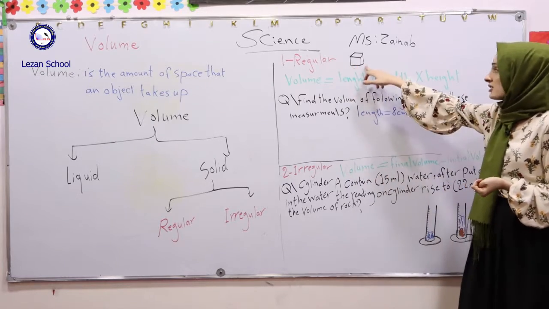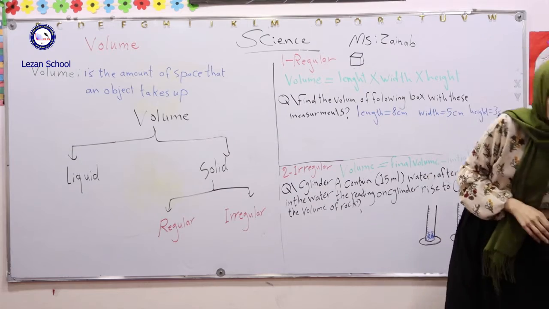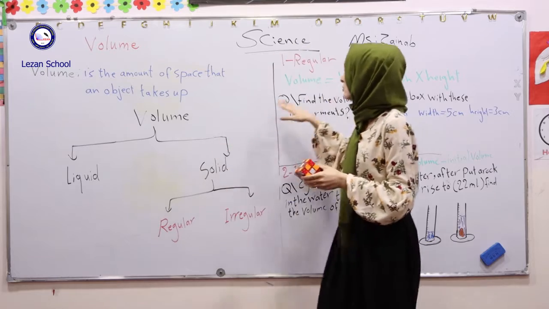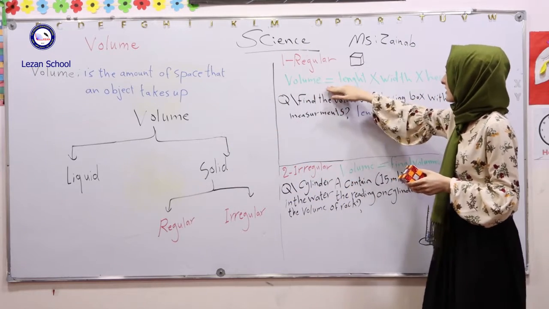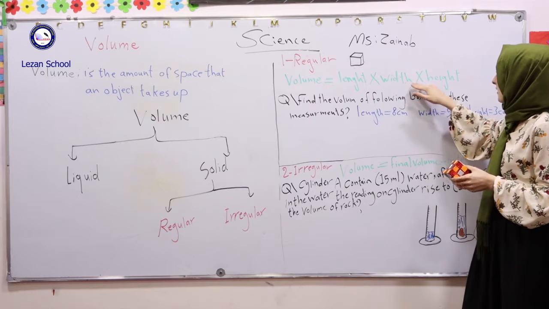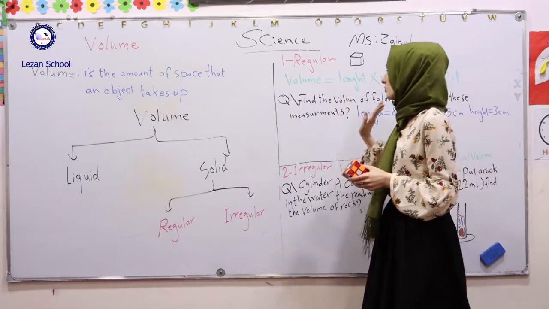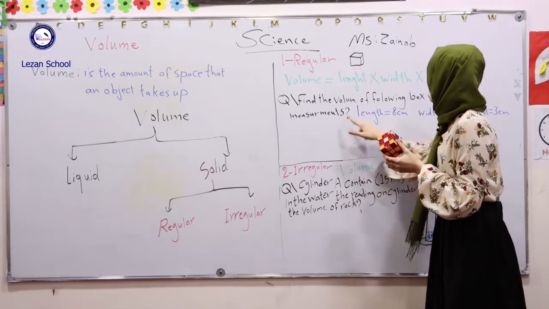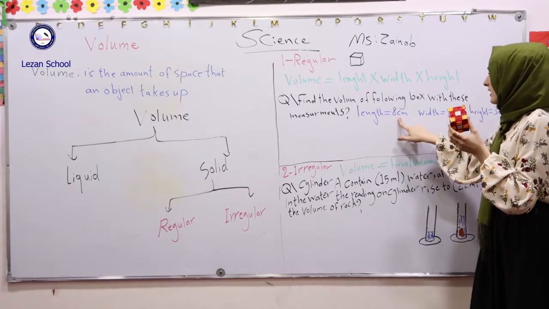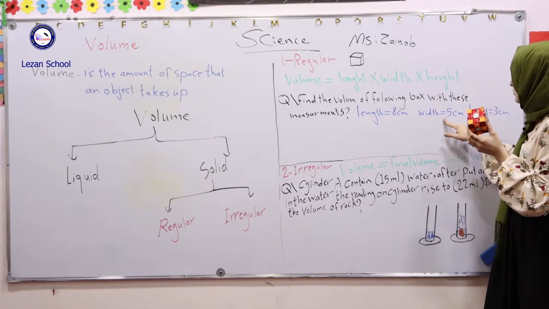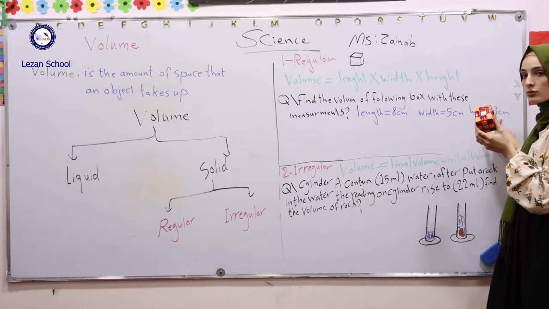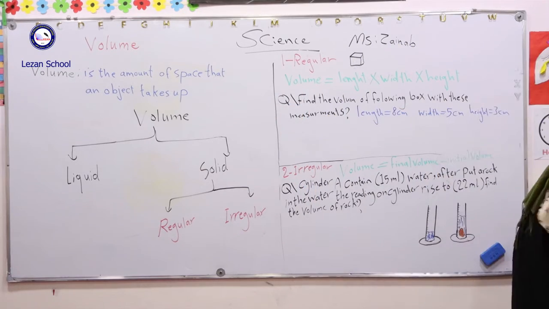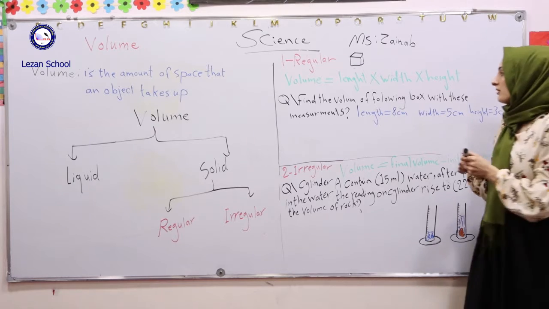For example, we have this shape. It is a regular shape, and we can find the volume of it by using this formula. Volume is equal to length multiplied by width multiplied by height. For example, in this question, find the volume of the following box with these measurements. Length is equal to 8 centimeters, width is equal to 5 centimeters, and height is equal to 3 centimeters. How can we find the volume of it? We said by using this formula, we can find the volume of it.